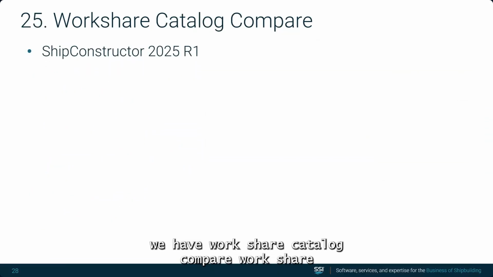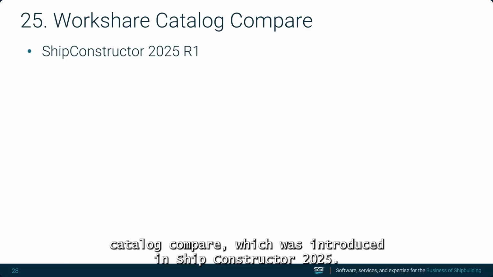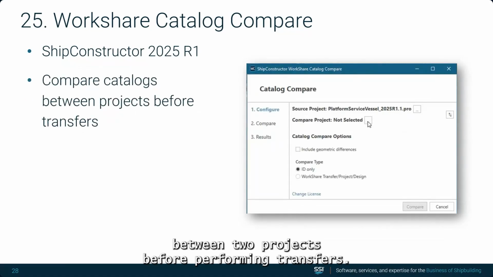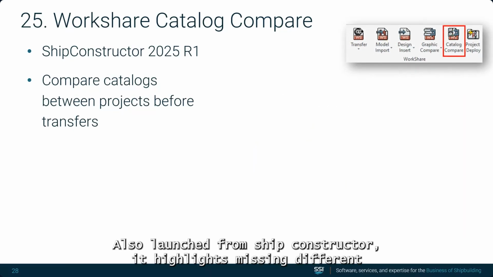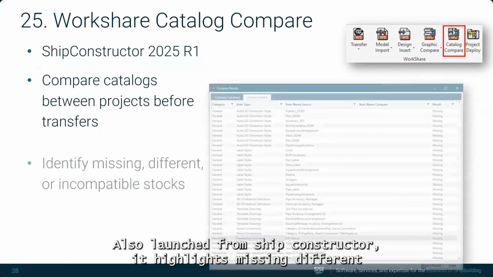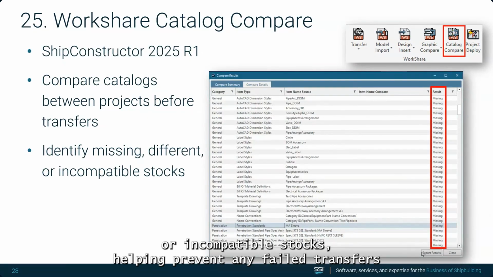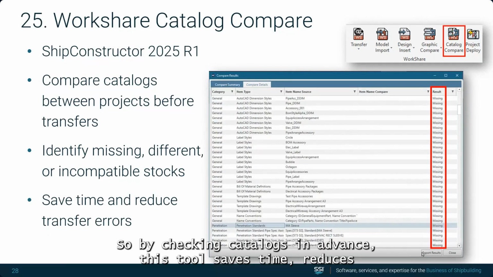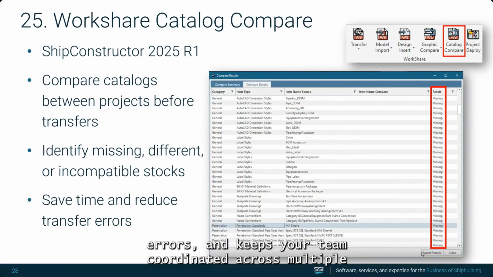And finally, we have Workshare Catalog Compare, which was introduced in ShipConstructor 2025 R1. It lets you quickly compare catalogs between two projects before performing transfers. Also launched from ShipConstructor, it highlights missing, different, or incompatible stocks, helping prevent any failed transfers due to catalog issues and ensuring that your project merges run smoothly. By checking catalogs in advance, this tool saves time, reduces errors, and keeps your team coordinated across multiple projects.